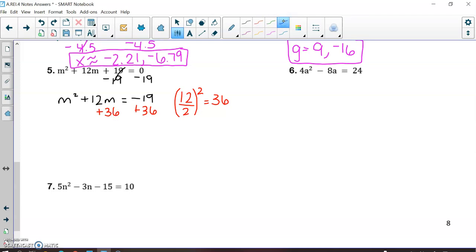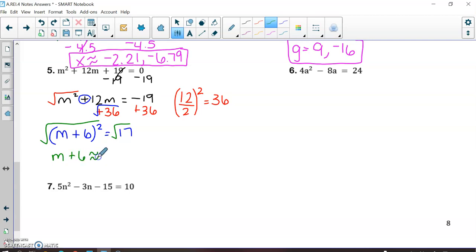Now, I factor the left side by taking the square root of my first term, which would be an m, the square root of my last term, which would be a 6, and the operation in between my first and second term, which is a plus sign, and I square that binomial. On the other side, I simplify. A negative 19 plus a 36 is a 17. Now I take the square root of both sides. The square root of an m plus a 6 squared is just an m plus a 6. This will approximately be equal to a positive or a negative, and the square root of 17 rounded to the nearest hundredth is a 4.12.